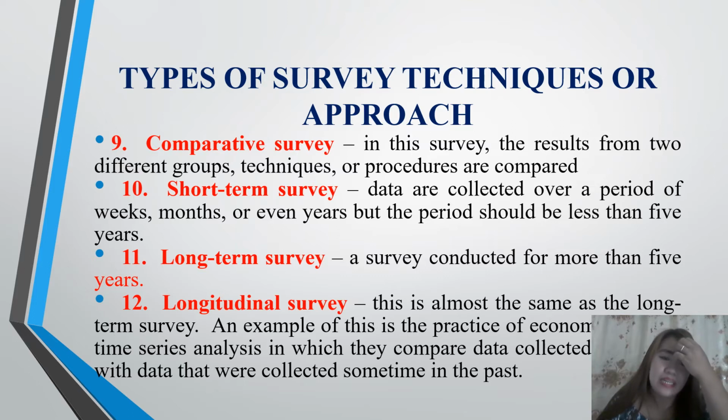Next, comparative survey. So from the word itself, comparative. In this survey, the results from two different groups, techniques, or procedures are being compared. Okay. Next, short-term survey. Data are collected over a period of weeks, months, or even years, but the period should be less than 5 years. When we say short-term, those are researches of 5 years and below. Long-term survey is the opposite of short-term, that is 5 years and more.